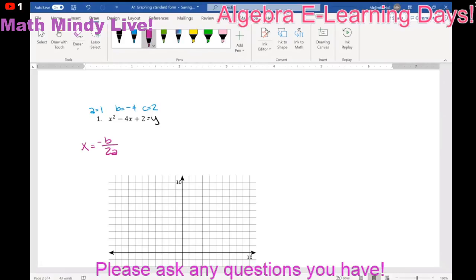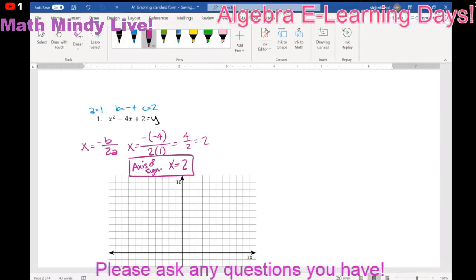And so if I want to find my axis of symmetry for this one, we would plug in the -4 for b, but it would be negative -4, and so that would just become a positive, and then over 2 times 1. And so because those two negatives would just be positive, you'd have 4 over 2, and 4 divided by 2 is 2. And so your axis of symmetry would then be at x equals 2.